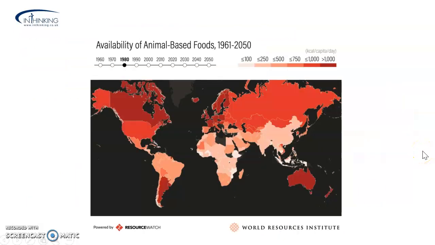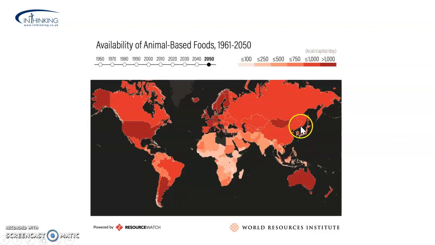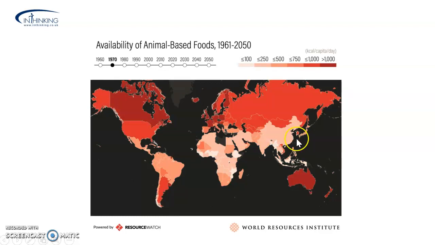We've already picked up, haven't we, about the changing availability of animal-based foods. And this really shows a global picture, doesn't it? Look, most regions of the world are expected to see increases in animal-based foods between 1960 and 2050. And I just want to pick up there on China's huge population, which has seen such significant increases in meat consumption. Very evident.